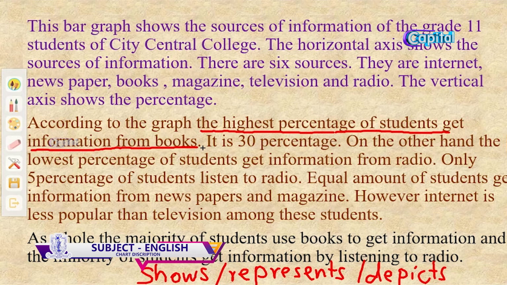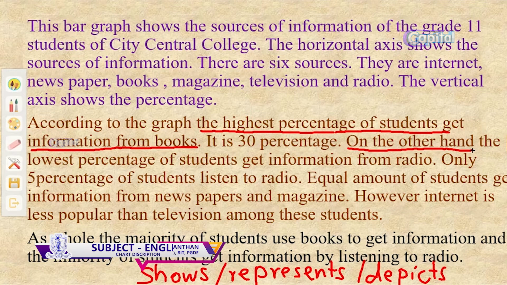So, here we are comparing and contrasting. On the other hand, the highest and the lowest are compared here. The lowest percentage of students get information from radio. Only 5% of students listen to radio. So, the highest and lowest are mentioned here.